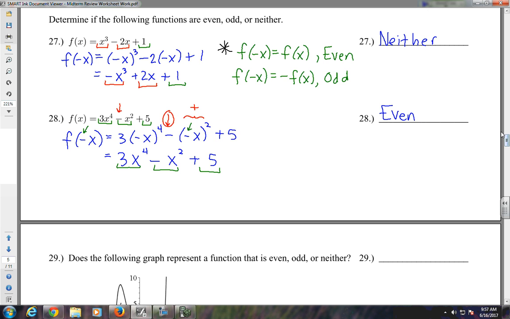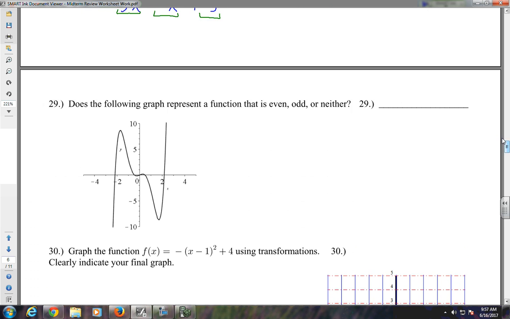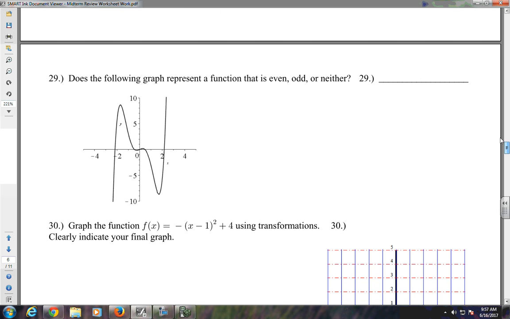Now, a shortcut for doing this, or maybe a visual approach, is to consider symmetry. Okay, so on problem number 29, I don't have a function where I can evaluate f of negative x. I have to make my conclusion based on the graph. So remember that even functions are symmetric about the y-axis.